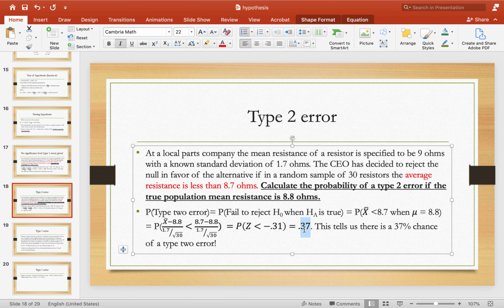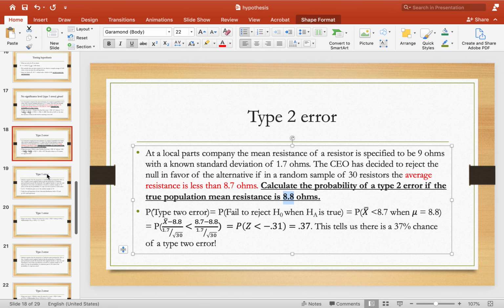So failing to reject H0 means concluding that the mean is 9 ohms when in fact it's less. That's pretty bad for the customer. And that would happen 37% of the time with this rejection criteria and this value of the alternative. Okay.